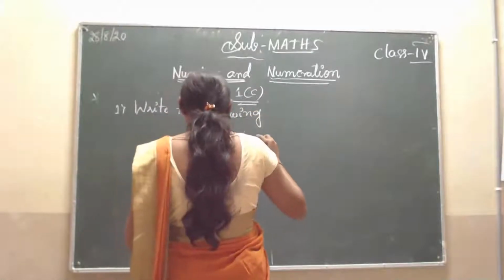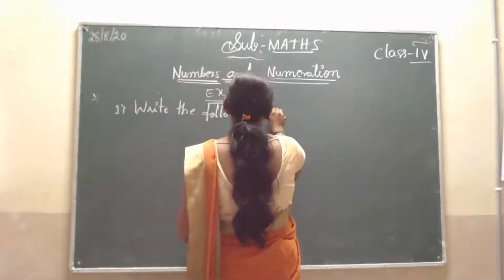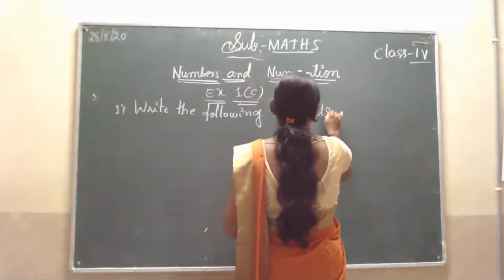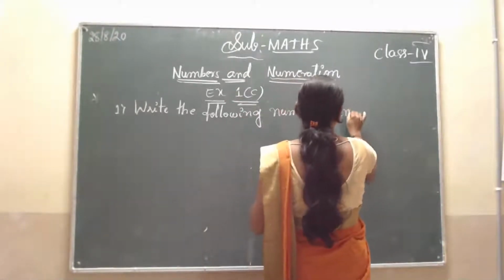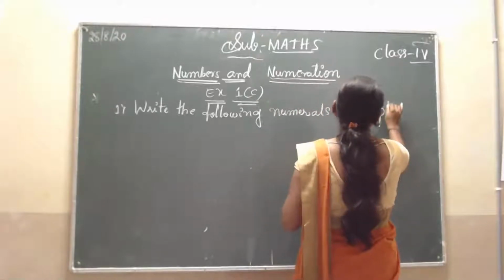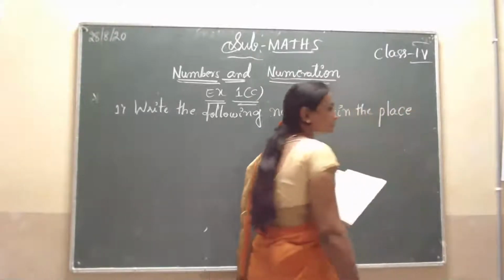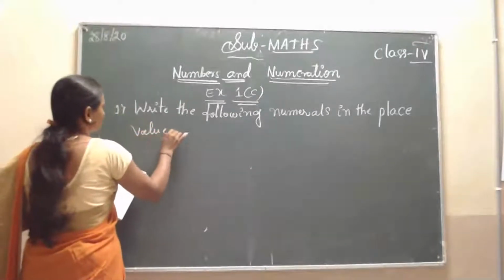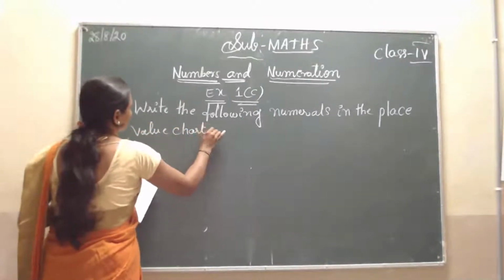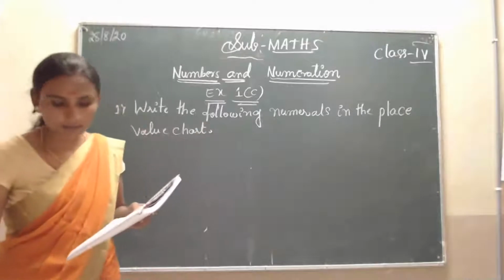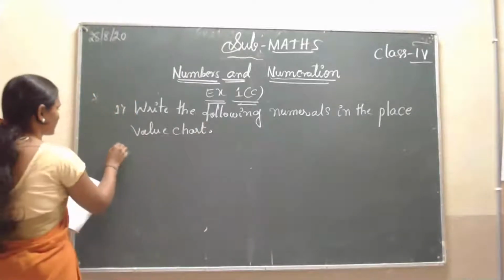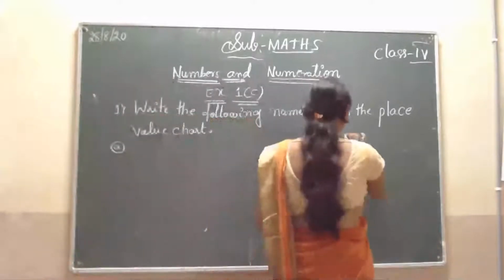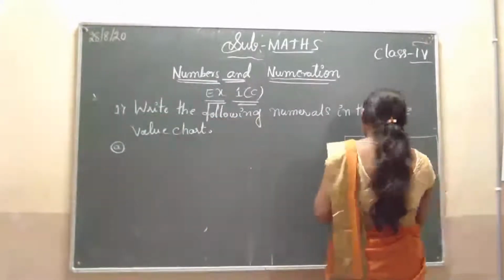Write the following numerals in the place value chart. Yes, students, that is the place value chart. First one, what? So we go from right to left. You know that is the system.